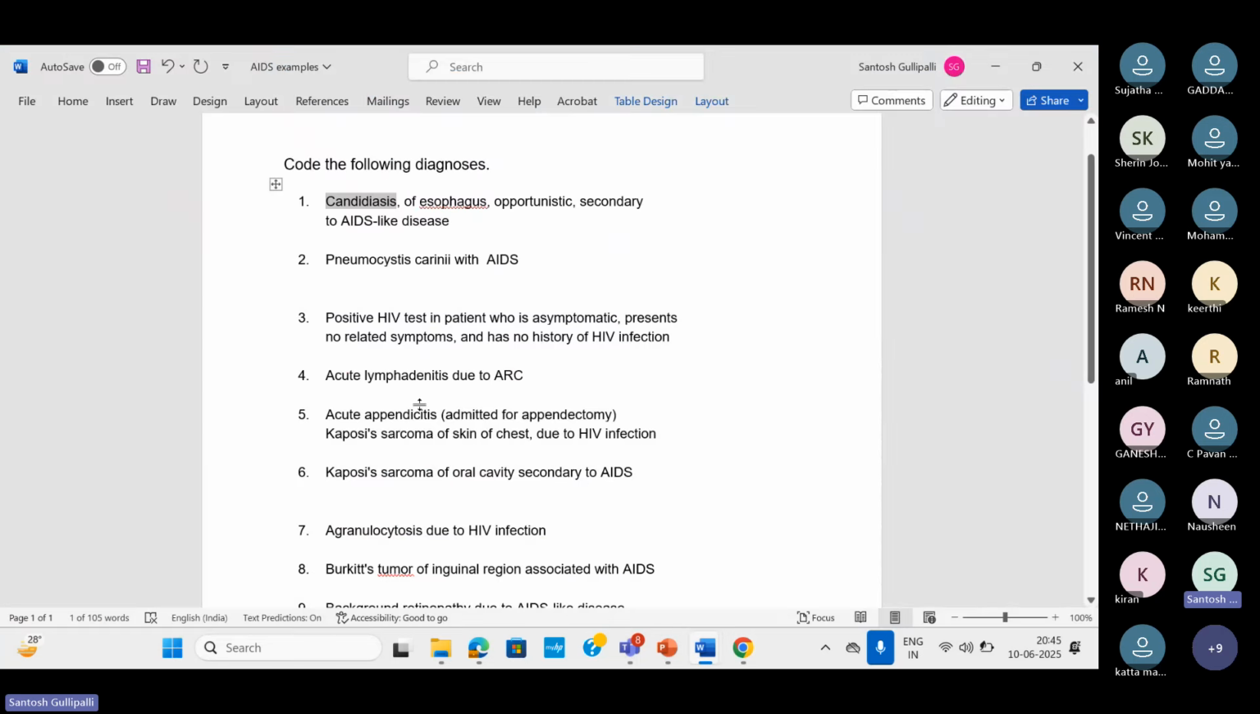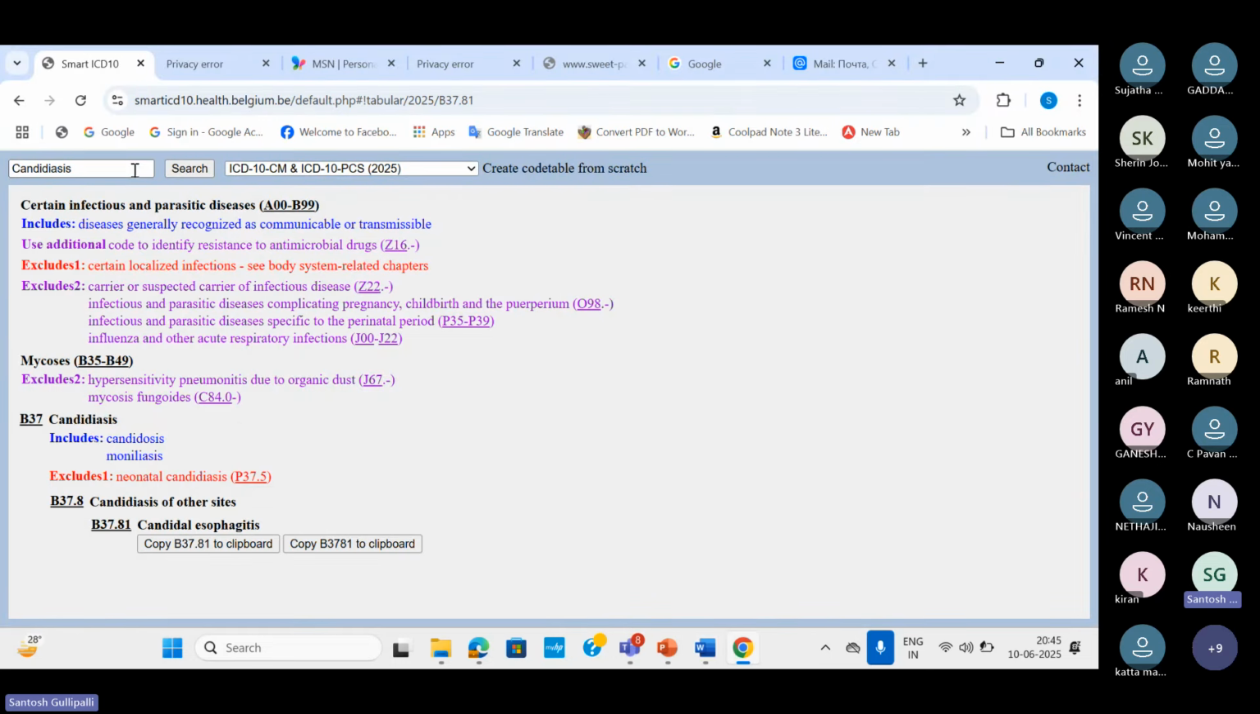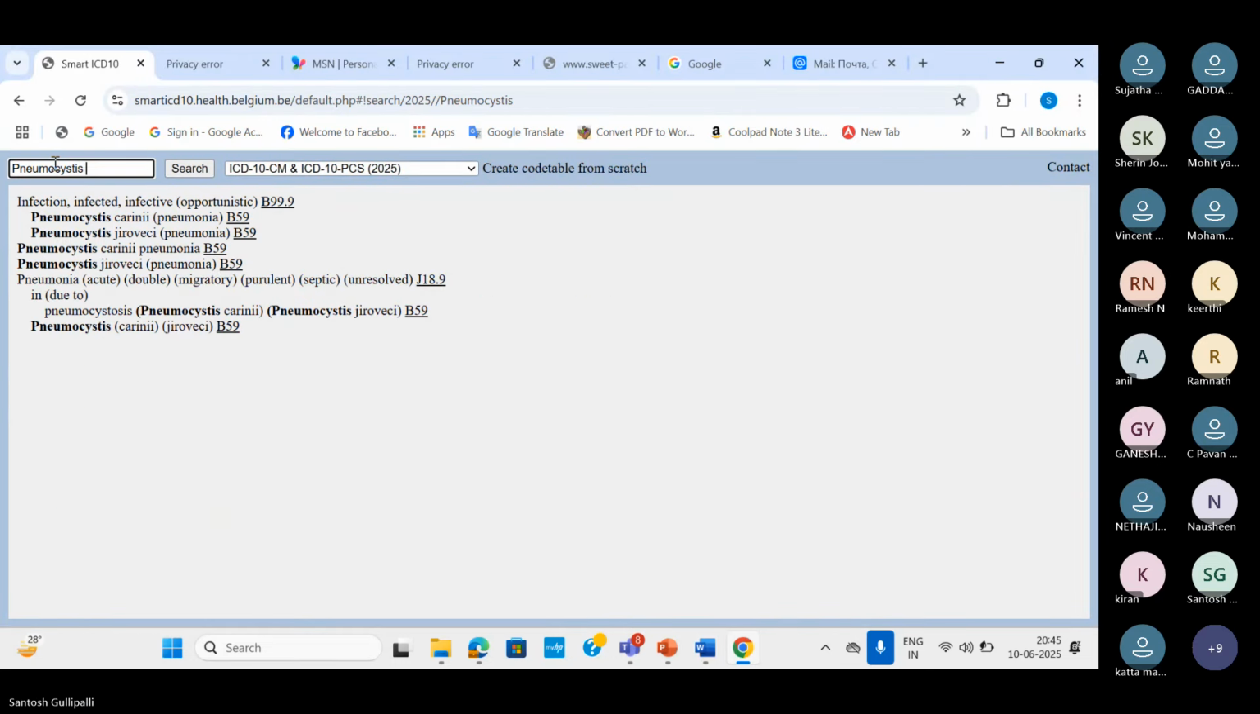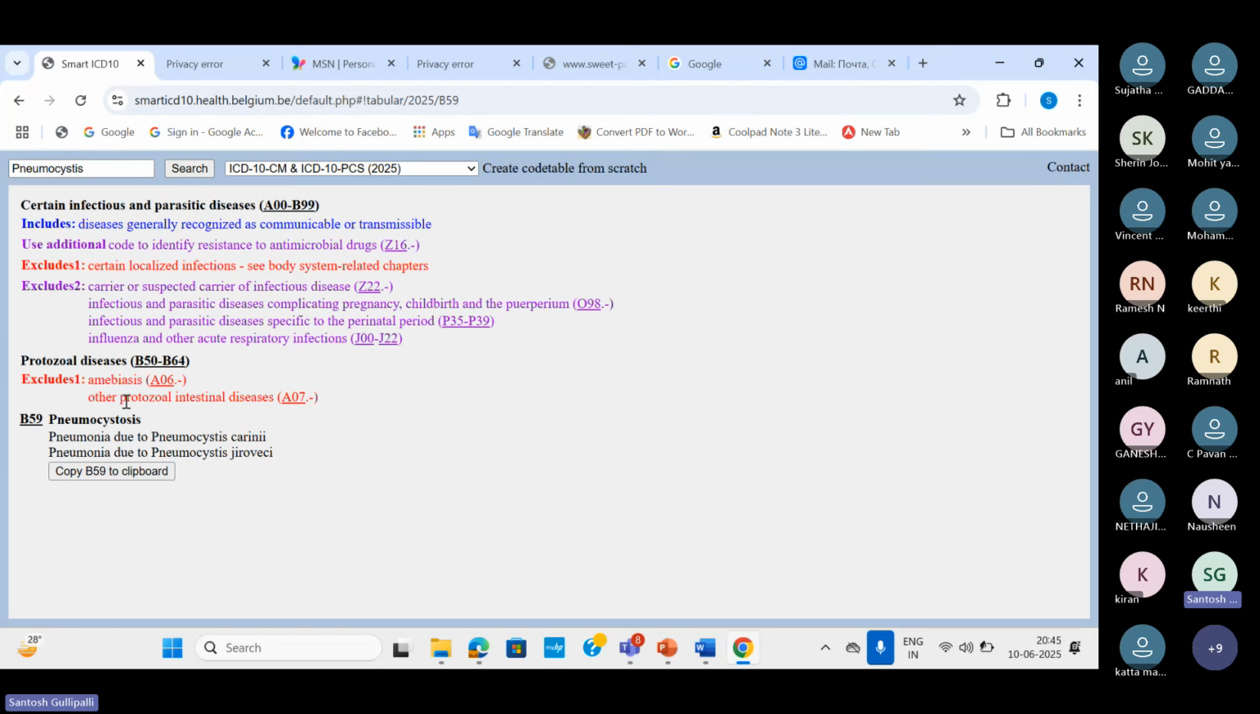One more example, pneumocystis carinii with AIDS. What is the PDX? AIDS. And you can give an additional code for pneumocystis carinii. Simply copy and paste pneumocystis here. So B59, you can assign B59 as the second code.